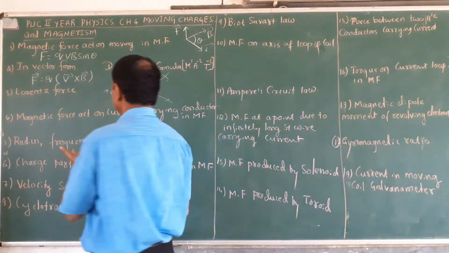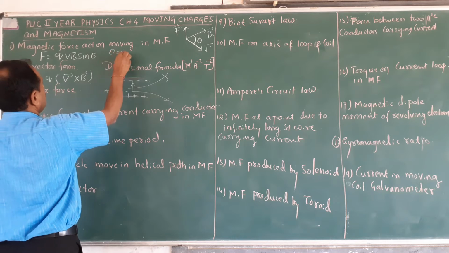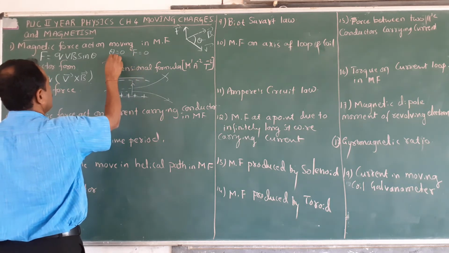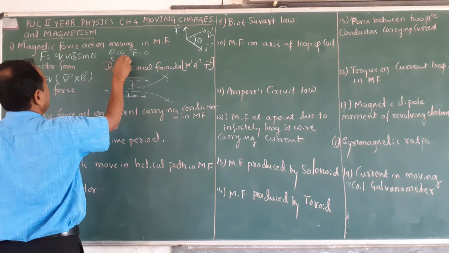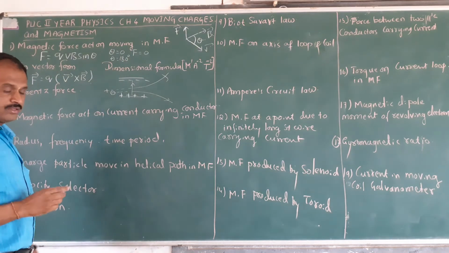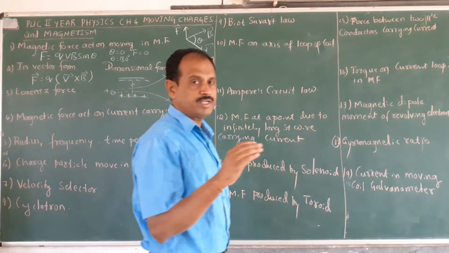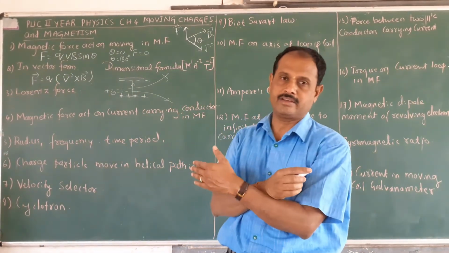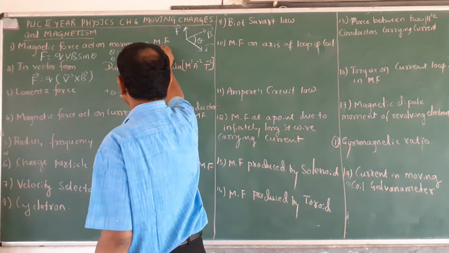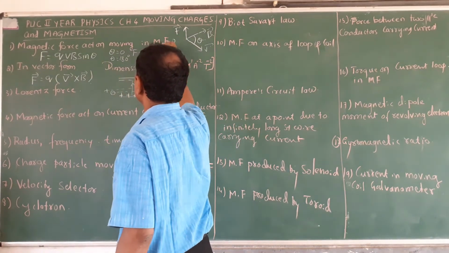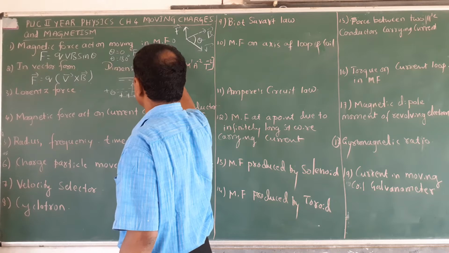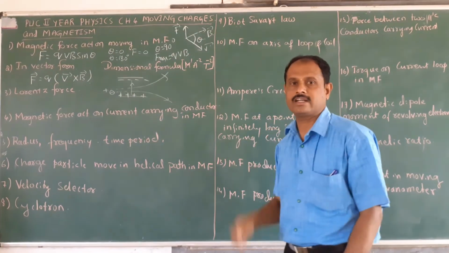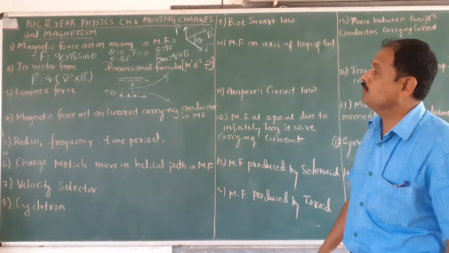Now different cases. Theta is equal to 0, F is equal to 0, or theta is equal to 180 degrees. It means there is no force acting on the moving charge along the direction of the magnetic field or opposite to the direction of the magnetic field. Suppose theta is equal to 90 degrees, then maximum force acts on the charge, that is QvB.